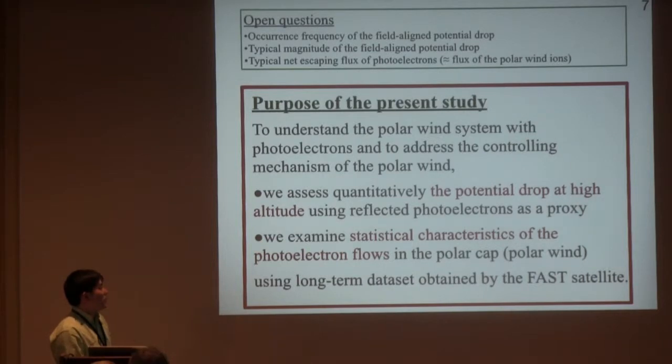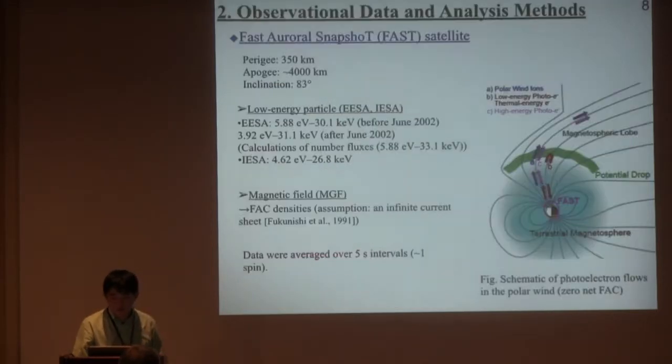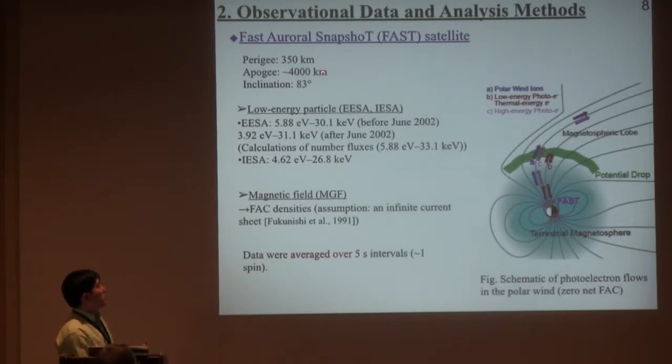To understand the polar wind system with photoelectrons and to address the controlling mechanism of the polar wind, we assess quantitatively the potential drop at high altitude using reflected photoelectrons as a proxy. We examine statistical characteristics of the photoelectron flows in the polar cap using a long-term data set obtained by the Akebono satellite. The apogee of the satellite was about 4,000 km altitude. So the altitude is far lower than the potential drop suggested by the modeling studies.